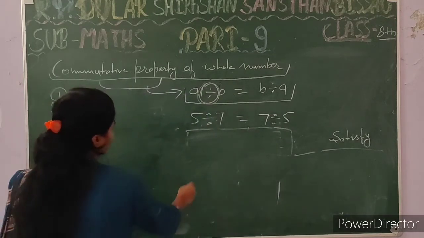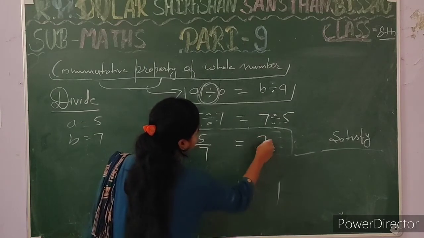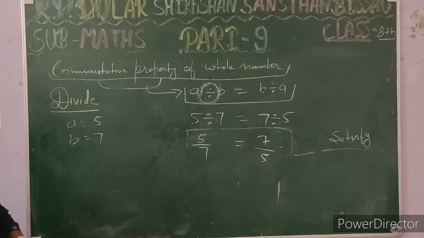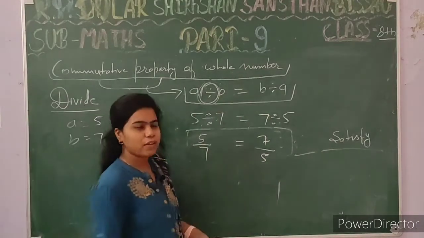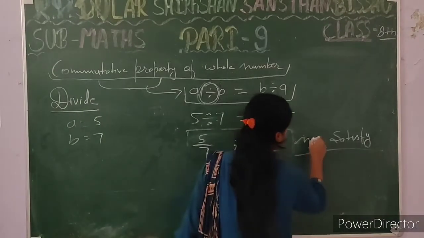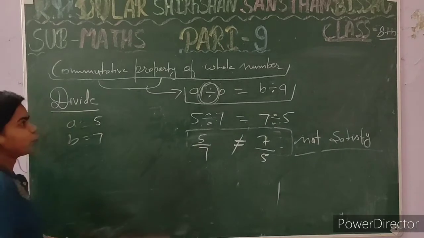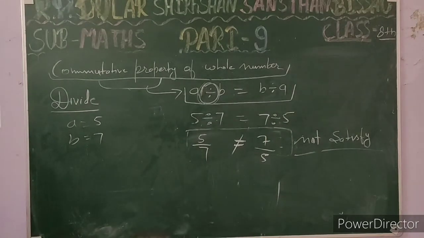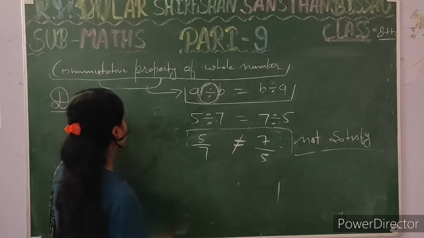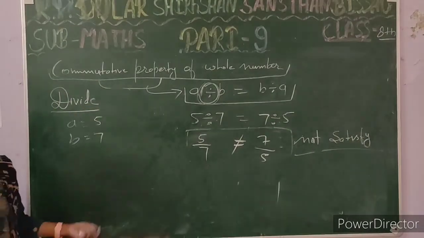Then it becomes 5 upon 7, 7 upon 5. Students, we know that 5 upon 7 and 7 upon 5 are not equal. So we write here not satisfied. So we can say that the commutative property of whole numbers for division is not satisfied. What is our observation of the division commutative property of whole numbers? We say this is not satisfied.